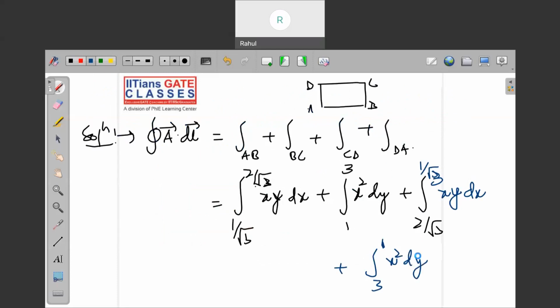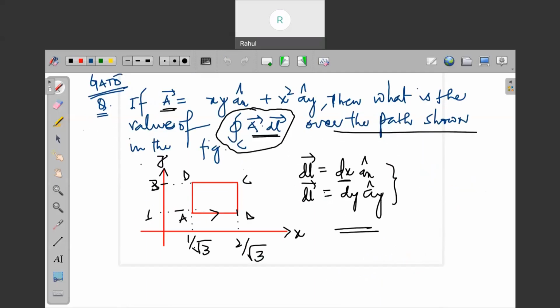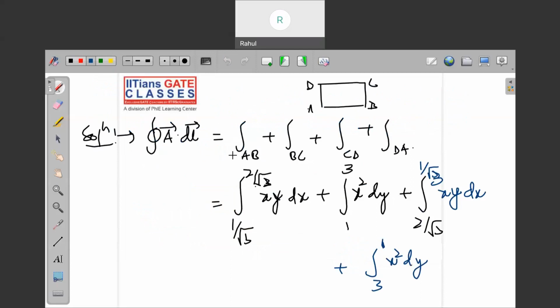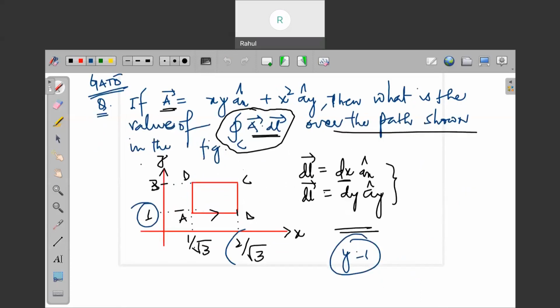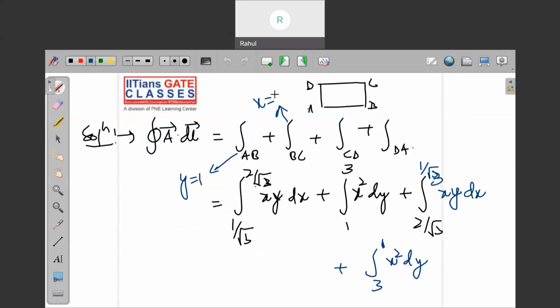So you can see, whenever you are moving from A to B, what is constant here? The constant is y, and that is y equal to 1 on the path A to B. So here y is equal to 1. And when you are moving from B to C, x is equal to what? x is constant, that is 2 by root 3. These things you have to keep in mind.